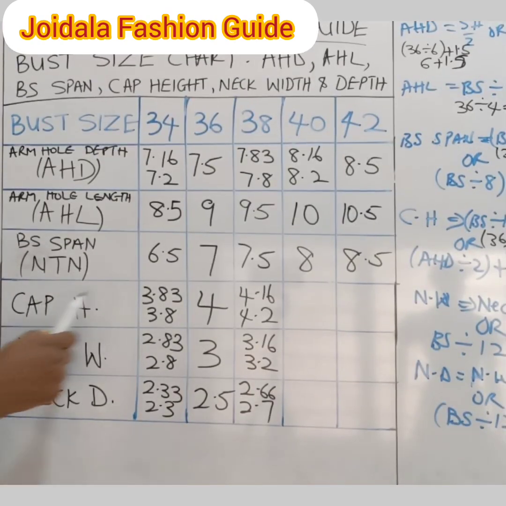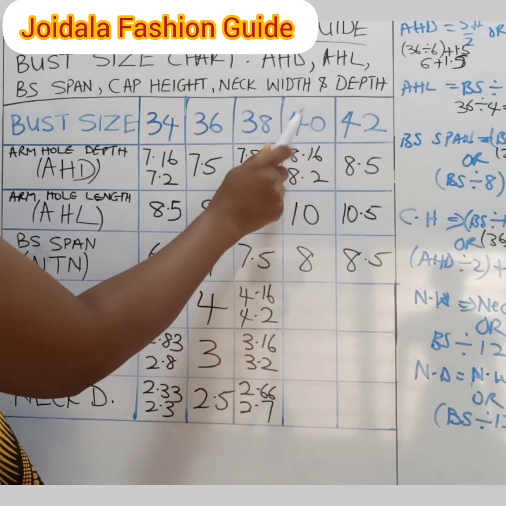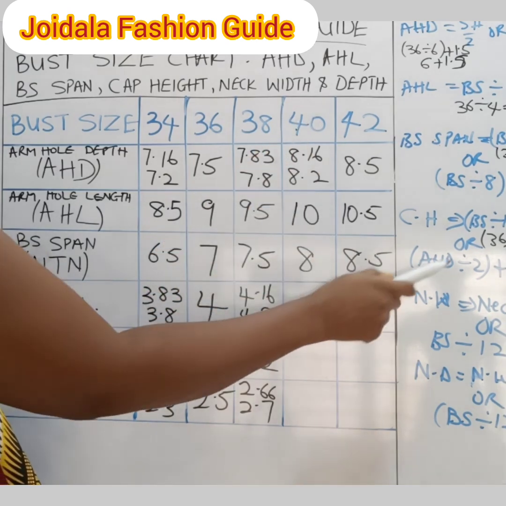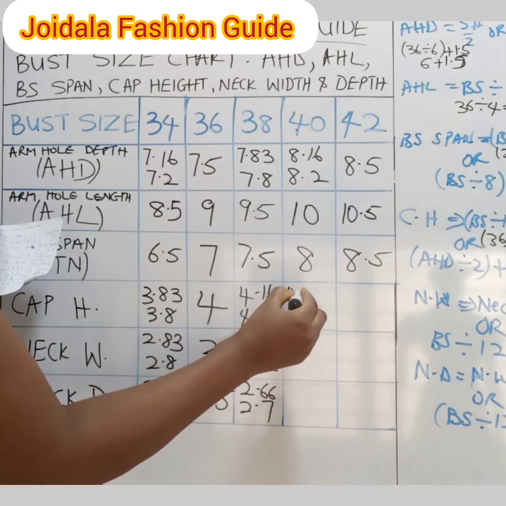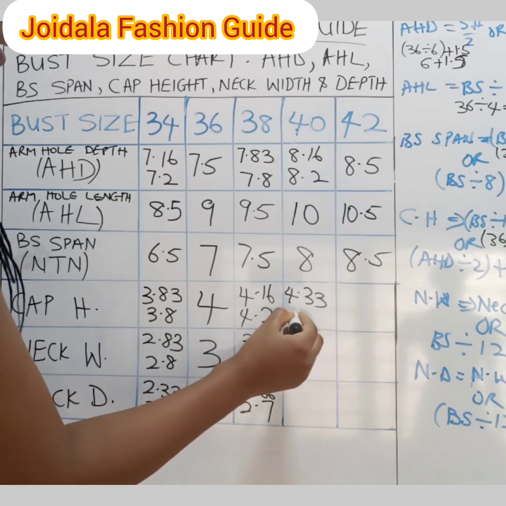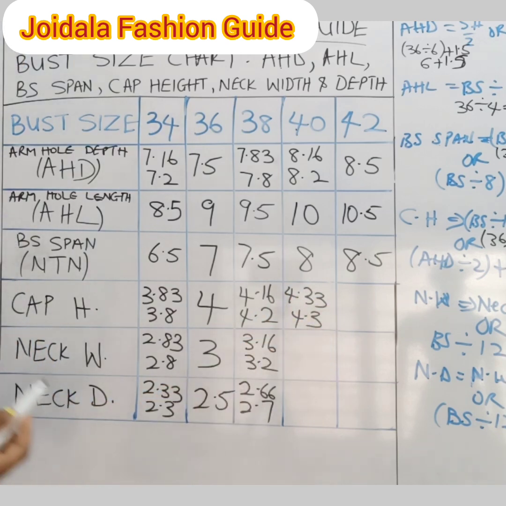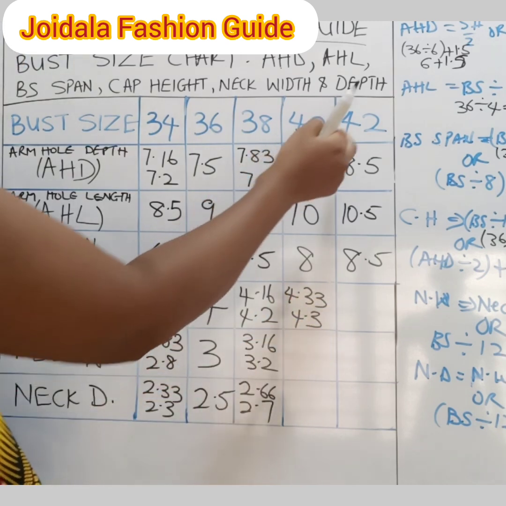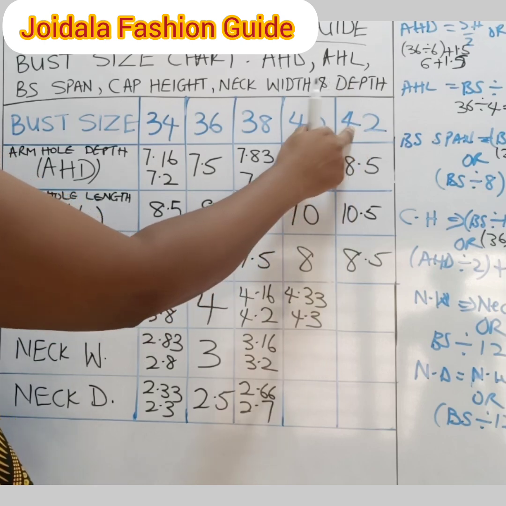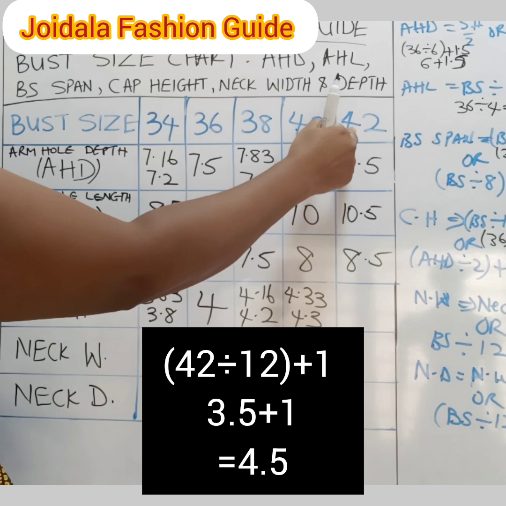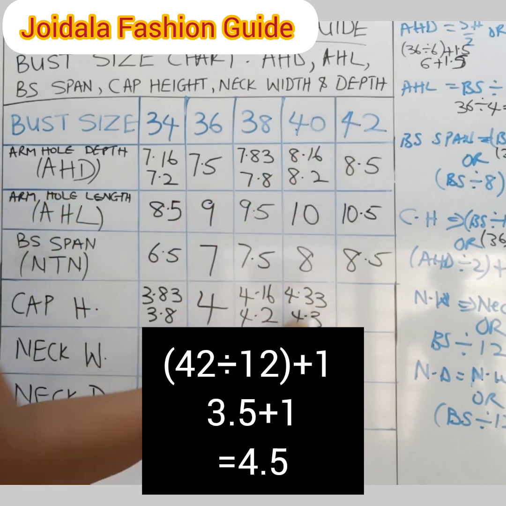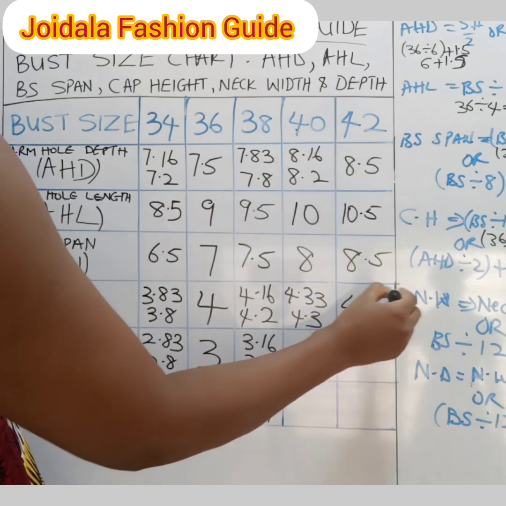So the cap height of bust 40, 40 divided by 12 plus 1, and that will give us 4.33, which we can approximate to 4.3. And then the cap height of bust 42, 42 divided by 12 plus 1, and that will give us 4.5.